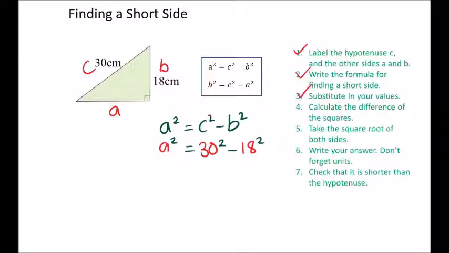Now we calculate the difference of the squares, which means we take everything on the right-hand side of our equation and we pop it in the calculator. And that gives us 576.